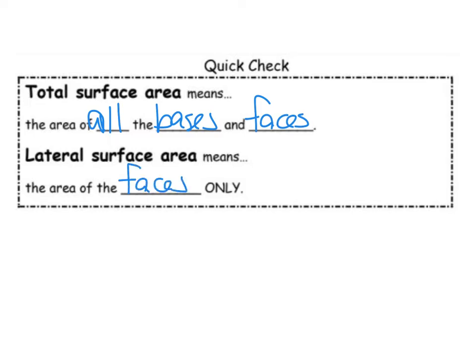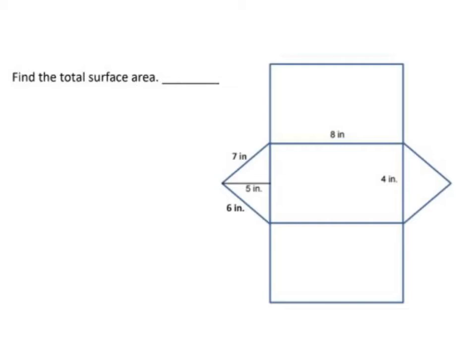Okay, so when you're going to do surface area, make sure that you are shading in the bases. Remember, with a pyramid, you only have one base. With a prism, you have 2 bases. So make sure you are shading them in. That way you know you do not include those when you're looking for lateral surface area. Okay, so let's go to the example.